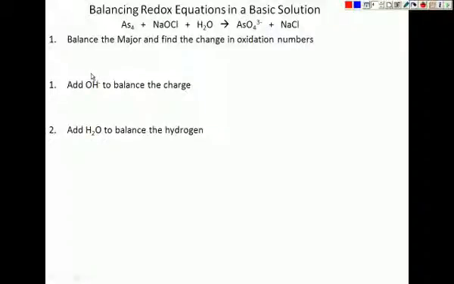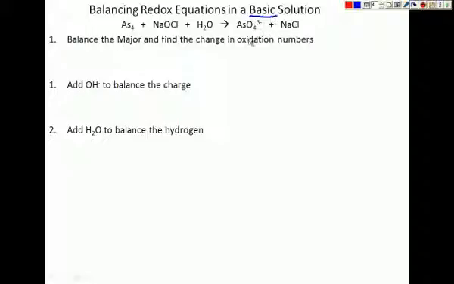Hey, we're back again, and it's Mr. Lum, and we're going to do some more electrochemistry, and we're going to balance another redox reaction, but this time instead of balancing it in an acidic solution, we're going to see about balancing it in a basic solution.